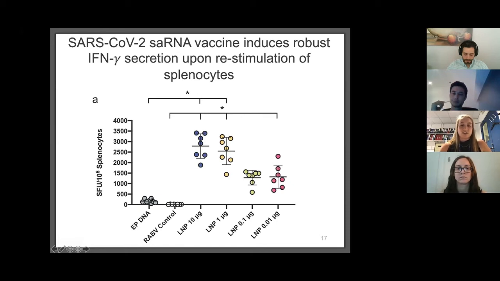It's really just minimized in comparison to the lipid nanoparticles, which seem to have induced a really high T cell response as well. So you can see with our 2 highest groups, the 10 and 1, they were at about 2,500 spot forming units, which is just remarkably high. But we still see really good levels even at our 0.1 and 0.01 microgram doses.